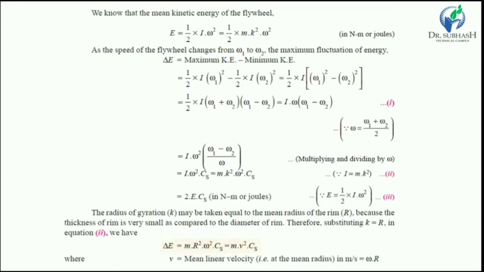And R omega is equal to the linear velocity V. So this is the final equation of fluctuation of energy of a flywheel. Okay, clear?